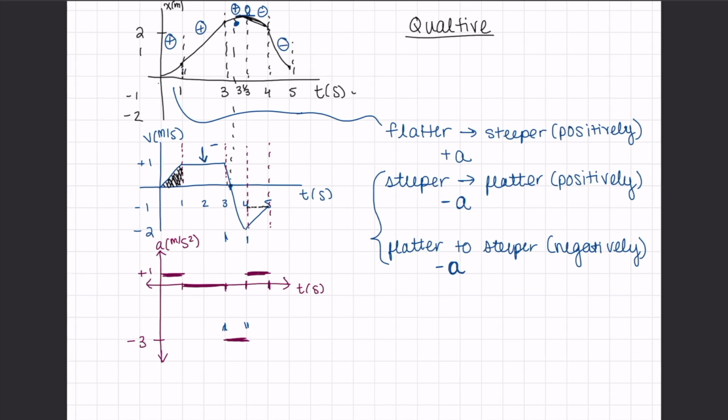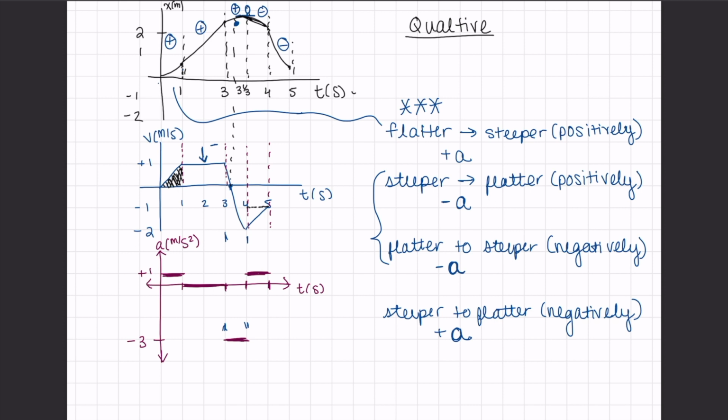And then in the very, very last section, we're going from steeper to flatter with a negative slope, which means that our acceleration needs to be positive in order to make the slope less negative. Okay, so like I said, I think that these are kind of a 3-star problem to go ask directly about acceleration from position versus time, but it's still an option.